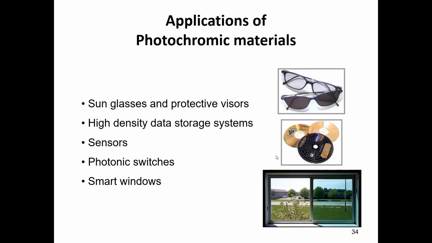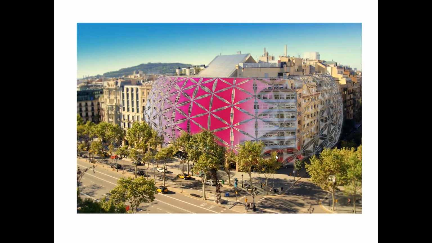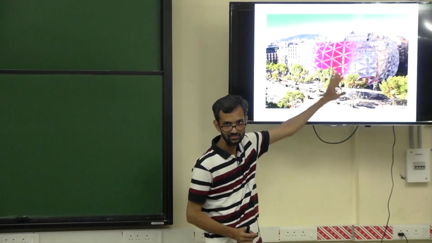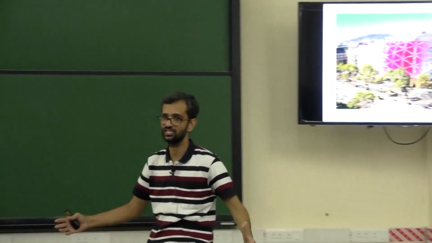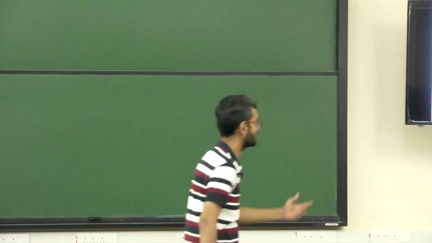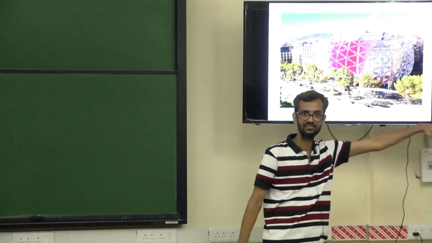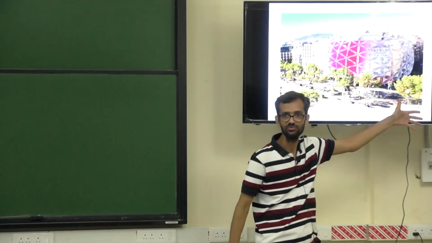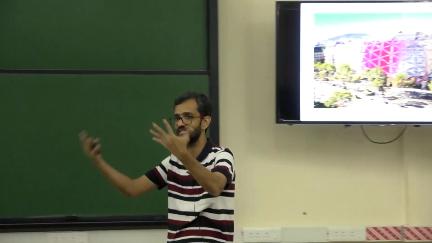This is a fancy item which I wanted to show, and I like showing it. This is a photochromic paint that is coated on a building in Italy. What you see is the sun rises on this side, so it falls onto this side of the building, and the color of the building completely changes. It is a fancy application. Then when the sun sets on the other side, this part is lit now, and you will see that part changing its color.